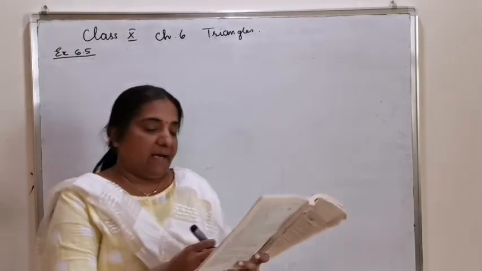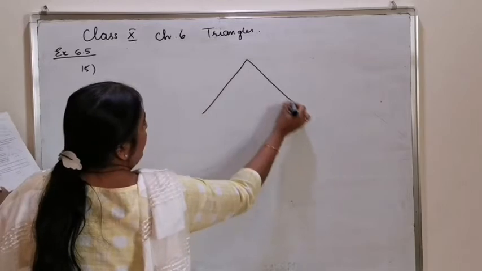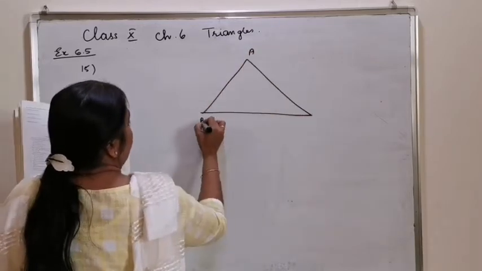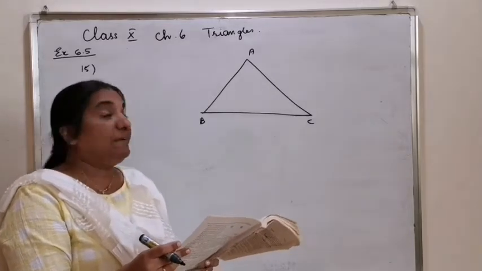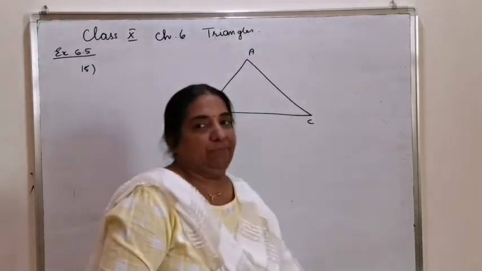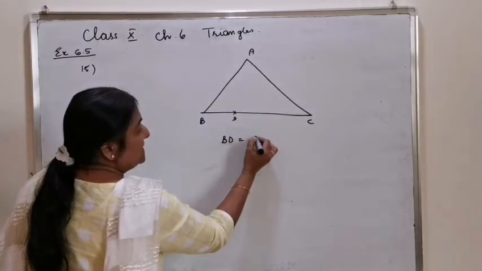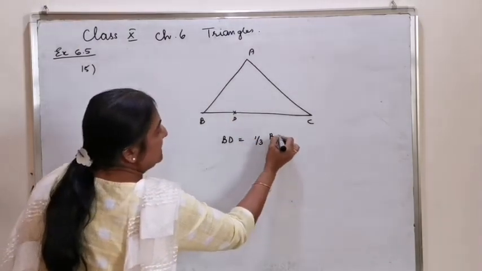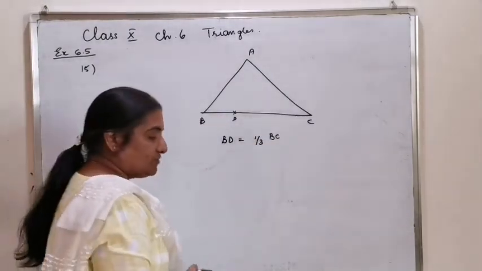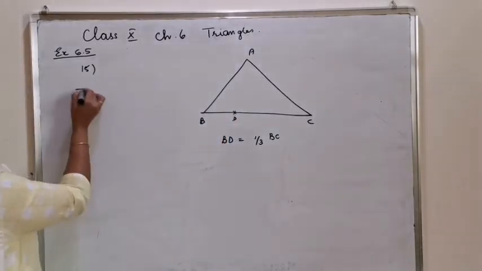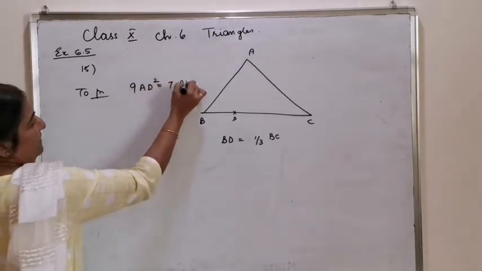In an equilateral triangle ABC, question number 15. In an equilateral triangle ABC, that means all the 3 sides are equal. D is a point on side BC such that BD is 1/3 of BC. They have given you that D is a point here such that BD is 1/3 of the total BC. BD takes 1/3 of the total BC. What we have to prove is 9AD square is equal to 7AB square.